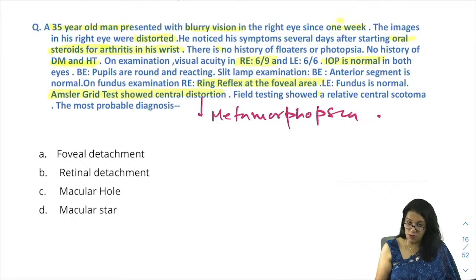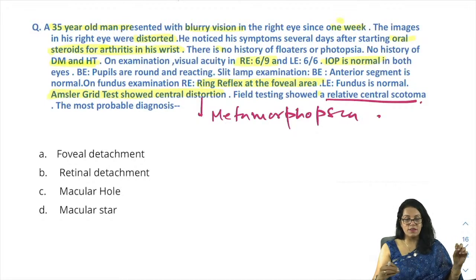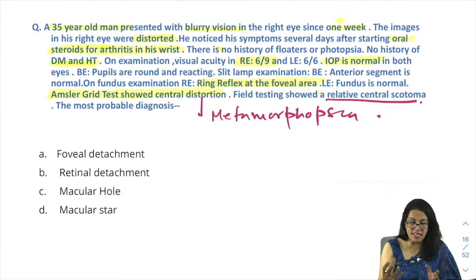Relative central scotoma. You all remember what is relative and what is absolute? In any situation, if the scotoma persists, it is absolute. Blind spot is an absolute scotoma. But when you change the illumination or pupil size or some conditions are changed and you can still see it sometimes, not always, that becomes relative. Anyway, therefore, our answer is, what are the diagnostic points?